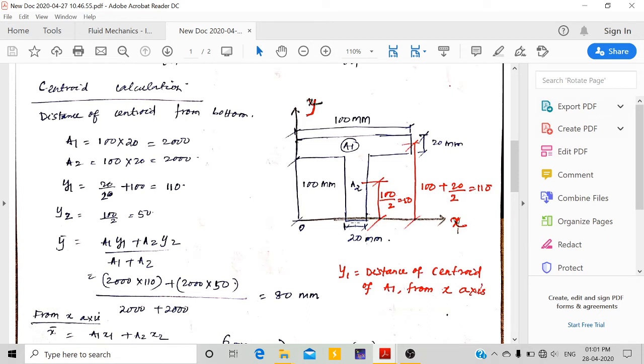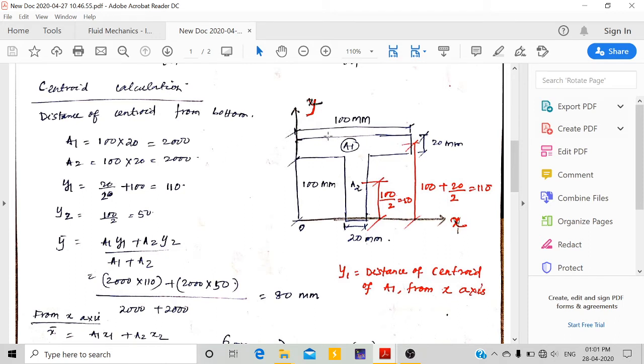Now suppose I am going to calculate about the x-axis and y-axis. If I am going to calculate about the x-axis, it means y will come into the picture. If I am going to calculate about the y-axis, it means x will come into the picture.